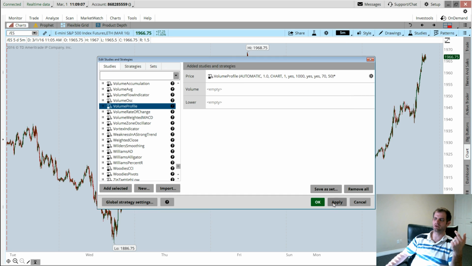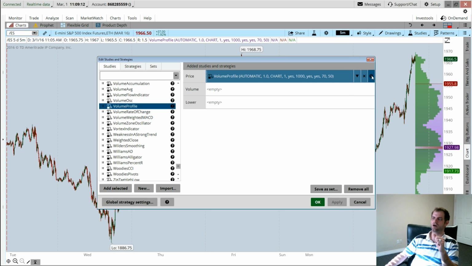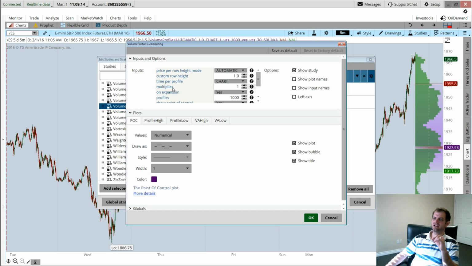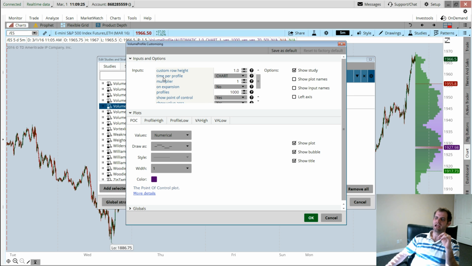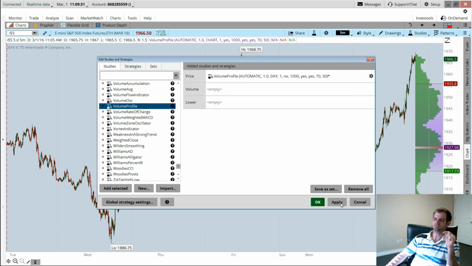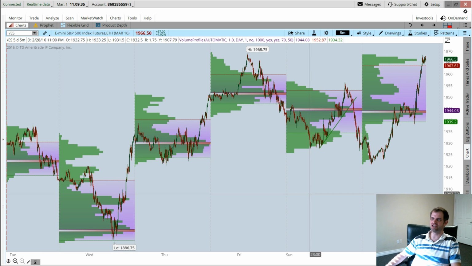So I'm going to go ahead and hit OK, apply, and we're going to stick this on here. Now the one thing also that you want to do is come over here where it says on expansion. I'm going to say no. So where it says on expansion up here, where it says inputs, make sure that's set as no. And time per profile, I'm going to go day, and that should show us a profile for each day here.